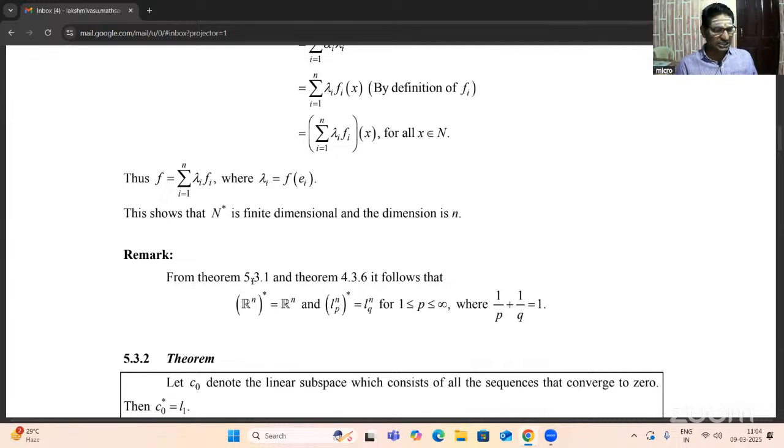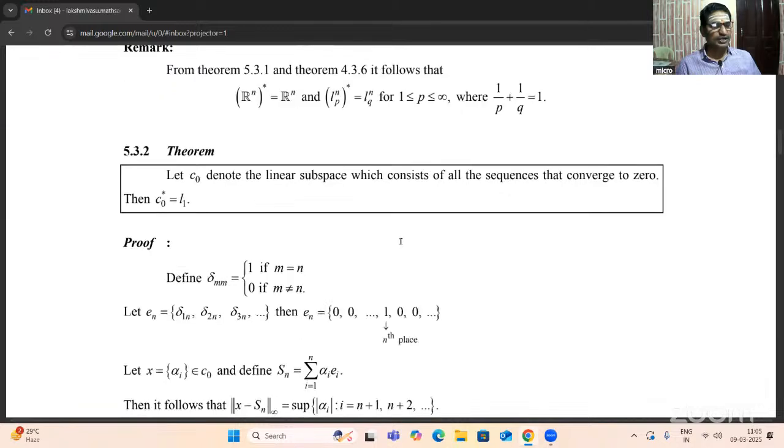Or R power n, meaning the conjugate or dual of an n dimensional real linear space equals an n dimensional real linear space. That is also called Euclidean space. So the dual of Euclidean space is also Euclidean space. The dual of LP space on n dimensions equals LQ of n dimensions. Here the condition is the Holder inequality: 1 by P plus 1 by Q equals 1.